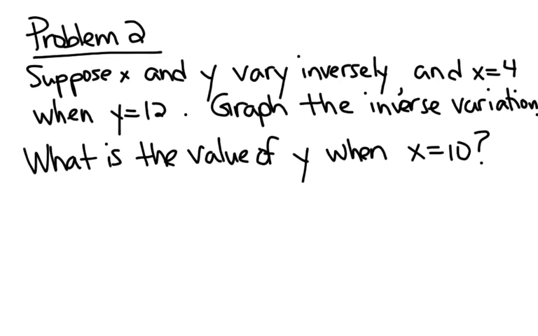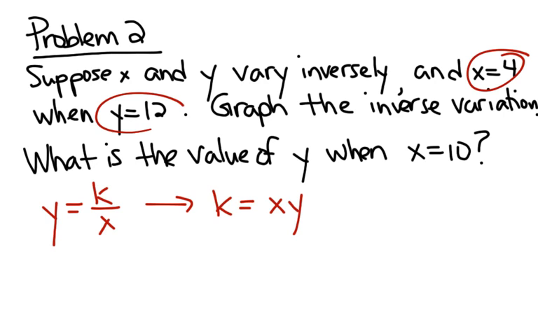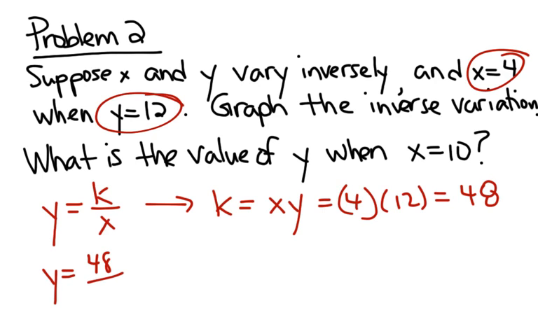So if this is inverse variation, then I know it follows this equation. So in order to find k, we would find the product of x and y. So I'm going to use the ordered pair they gave me. They gave me the ordered pair 4, 12. So I'm going to plug in 4 for x, 12 for y, and I find out it's 48. So I know the equation is y equals 48 over x.